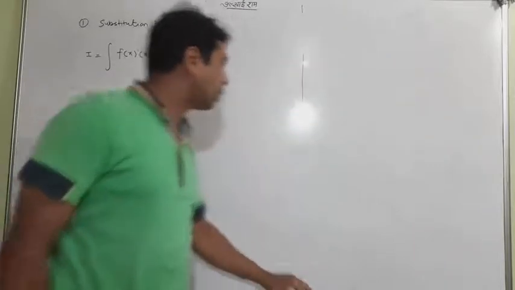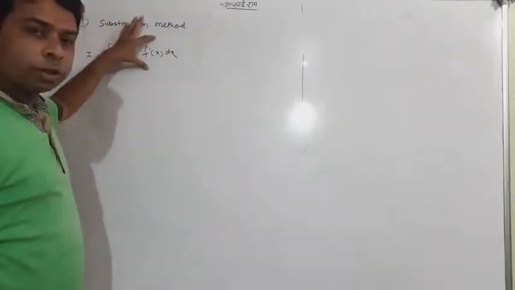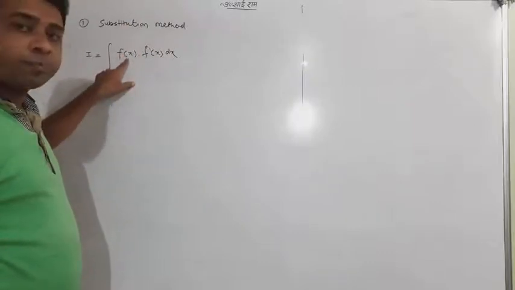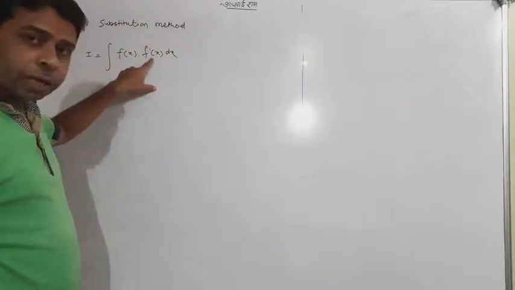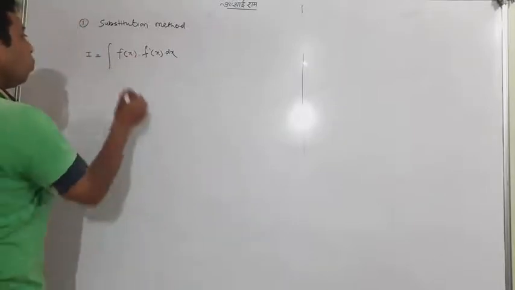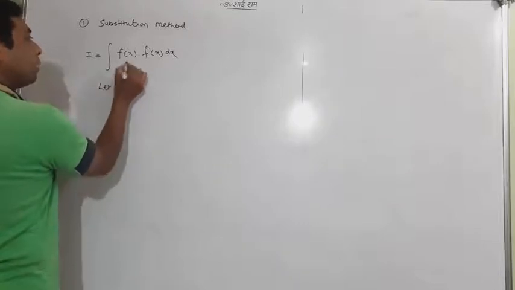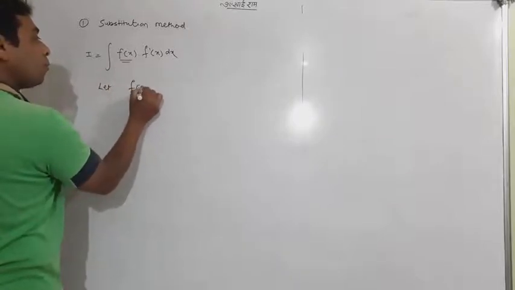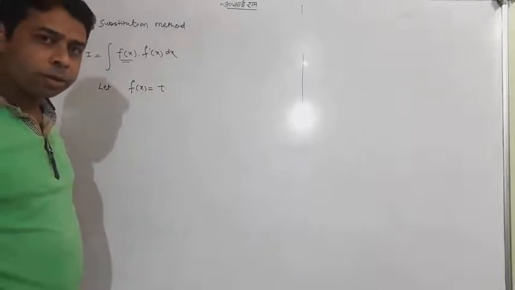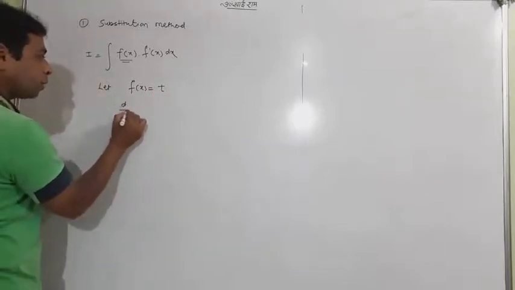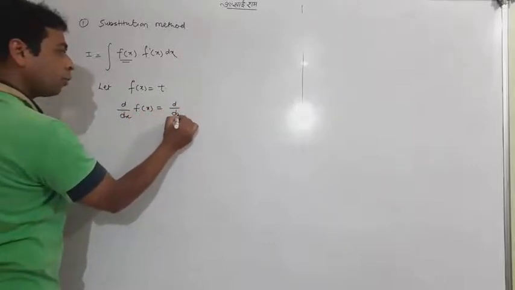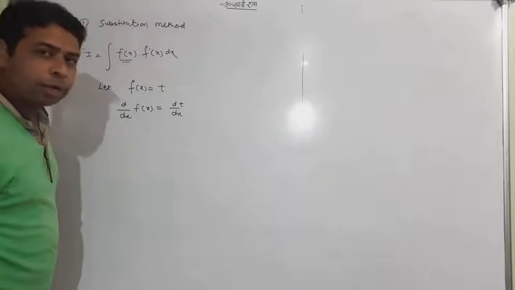I want to tell you the method of substitution with this question, and try to understand the type of question where the function is coming along with its derivative in multiplication. So when this kind of question comes, what to do? You have to let f of x equal to t. Consider that f of x equals t. Now do the differentiation of both sides with respect to x.